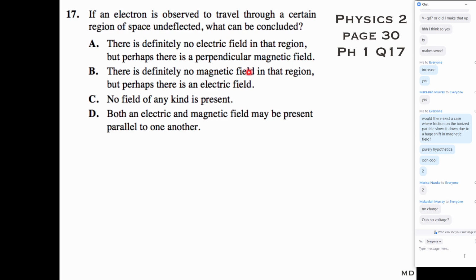Why is this one wrong? So why is that a false statement? If there was just a magnetic field, would it deflect it? It would get deflected. And then is B wrong for the same reason? Because if there's an electric field, it would get deflected.